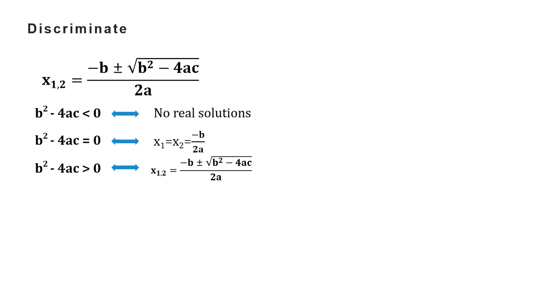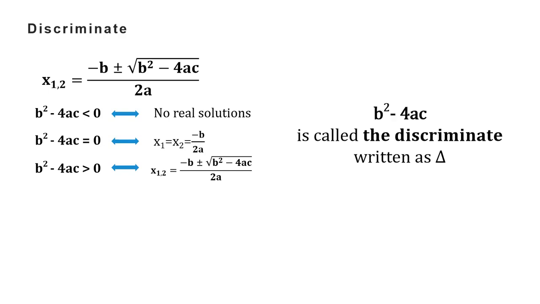So since this value is so important, we gave it a name. It's called the discriminant.